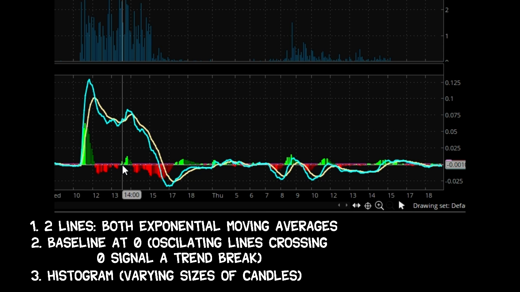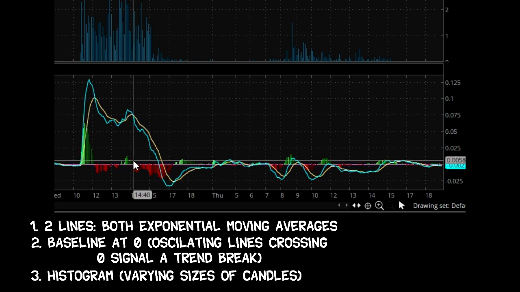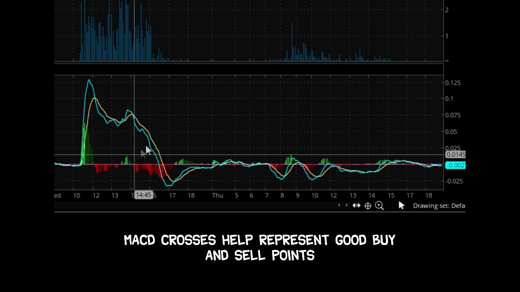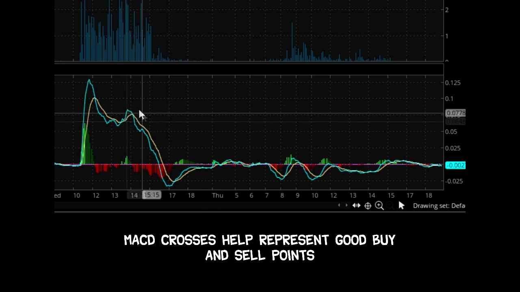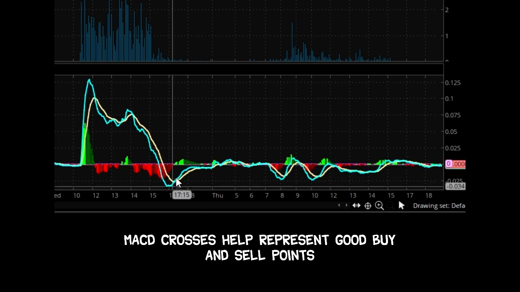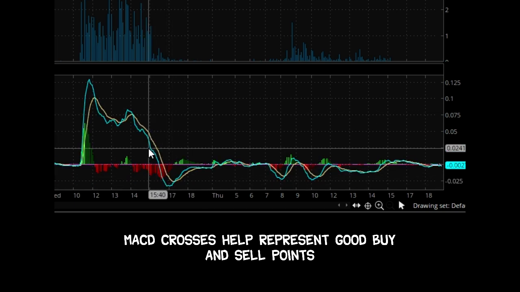And all three of these factors are actually very important, but in my opinion, the most important thing about the MACD indicator is when the signal line crosses the MACD line. So like right here, they're called MACD crosses. And I'm going to get into that right now.